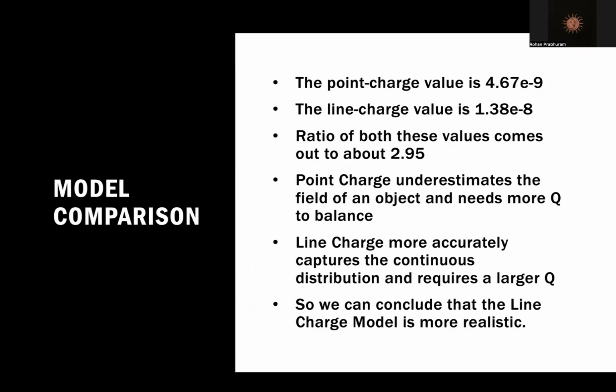So the point charge model yields 4.7 nanocoulombs, whereas the line charge model yields 13.8 nanocoulombs, a factor of about 3 difference. The point model underestimates the field of an extended object, whereas the line model accounts for the distributed charge, making it more realistic for the type of tape that I was using.